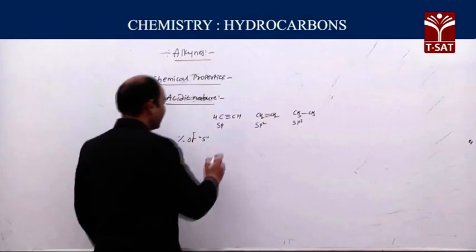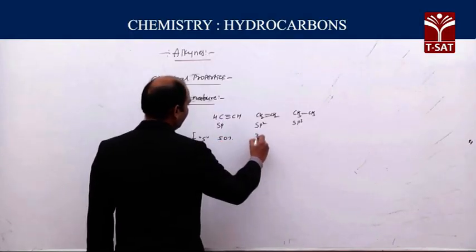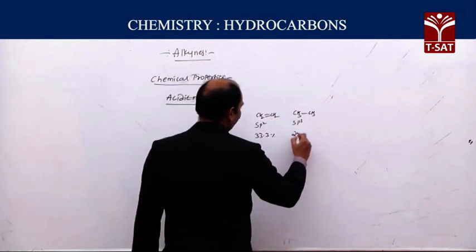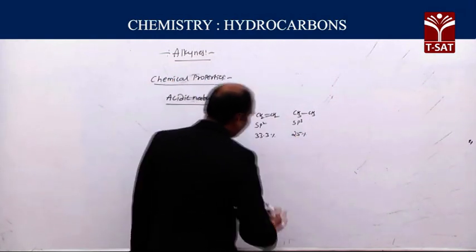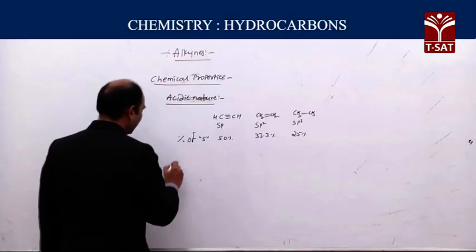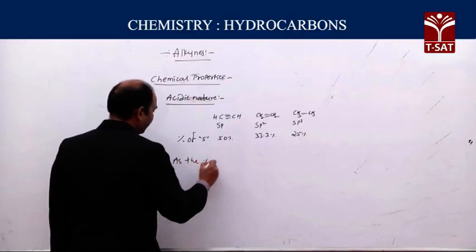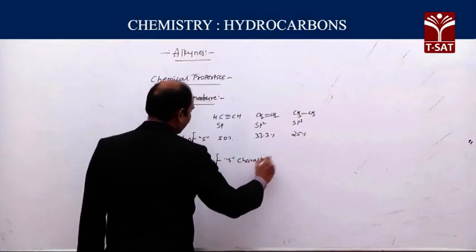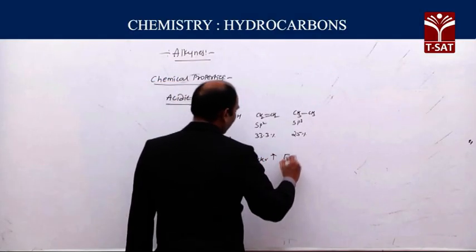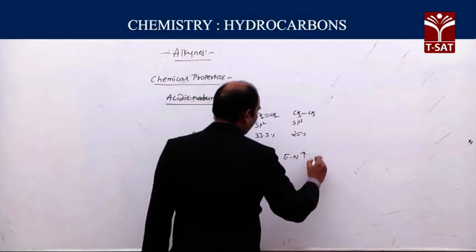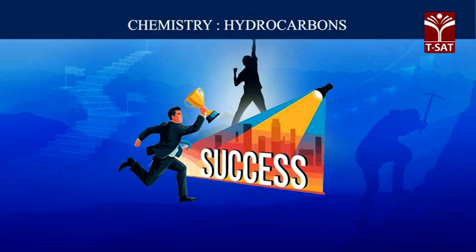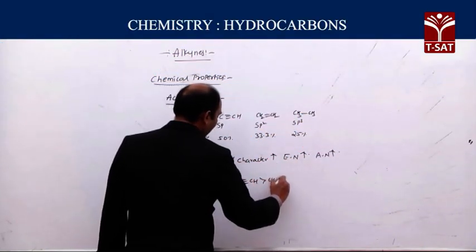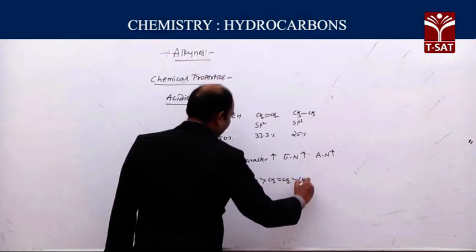Here the percentage of S character is 50%, here 33.3%, and here 25%. The percentage of S character is less here, and more here. As the percentage of S character increases, electronegativity increases, and then acidic nature also increases. That means the acidic nature of alkynes is greater than alkenes, and alkenes is greater than alkanes.